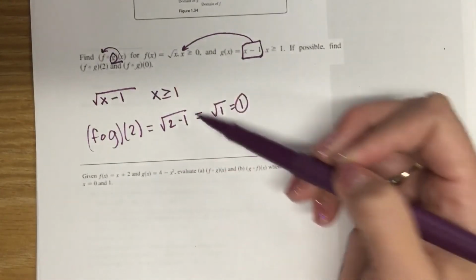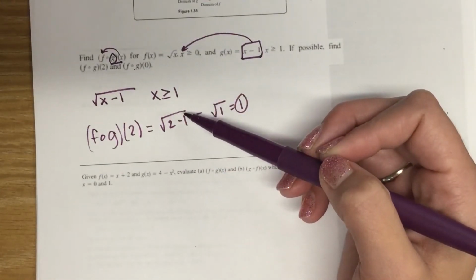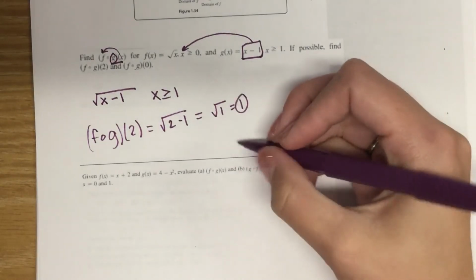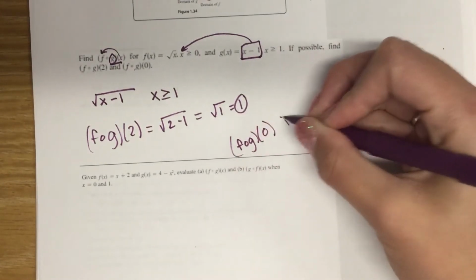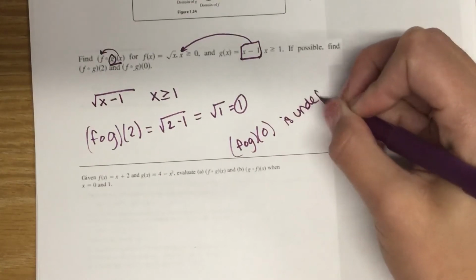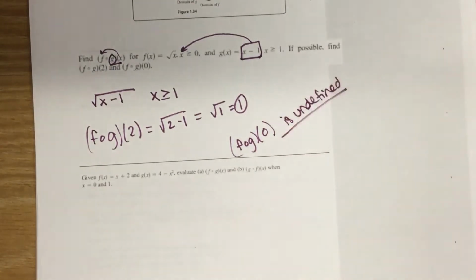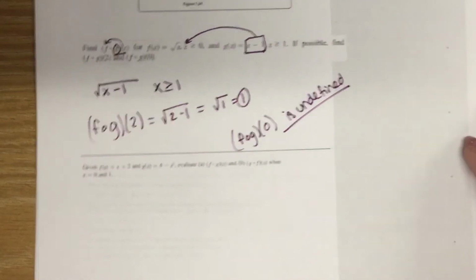Can we do f of g of 0? Is that within our domain? It is not. So f of g of 0 is not defined. So that can't be one of our answers.